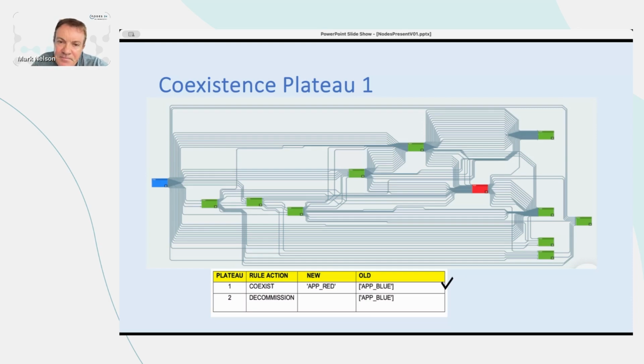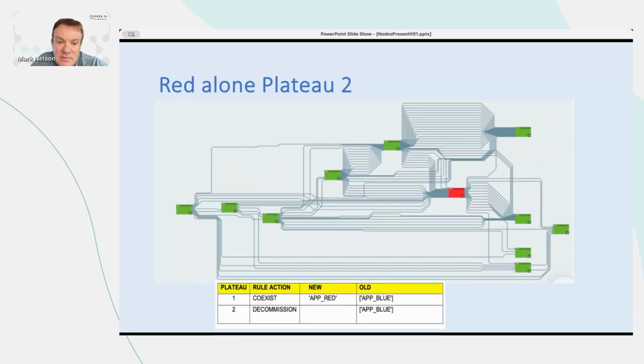And then let's execute plateau 2, and you can see here that the blue is gone because we've decommissioned it. So obviously again you have an exported inventory of what the enterprise looks like, and what the integration patterns are, and what the work packages look like.